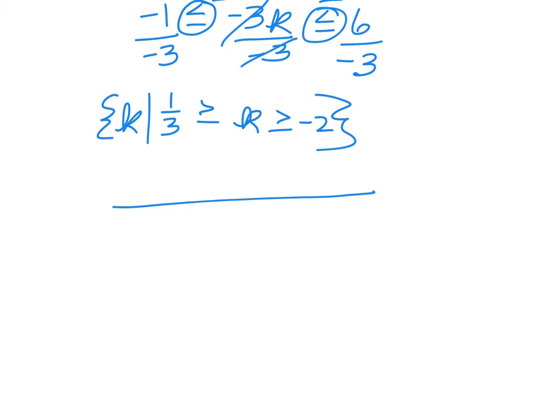Graphically, let's say here's 0, negative 1, here's negative 2, and over here's positive 1. I want to shade everything that's between negative 2 and positive 1/3. Now, would I use brackets or parentheses? Brackets. A bracket at negative 2, and a bracket at about where 1/3 would be, and shade in between.